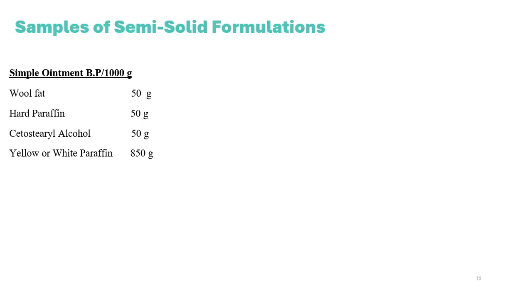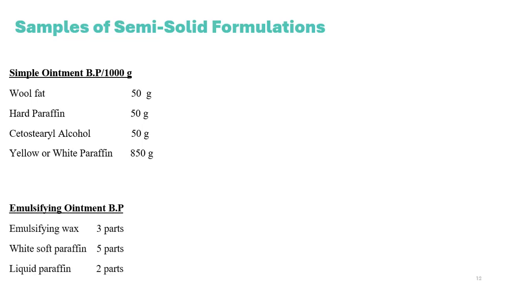Now you may ask yourself, why are they having yellow or white paraffin? It depends on the product that you're going to make. Normally yellow soft paraffin is used to make ointments that are going to carry ingredients which are dark, and that looks kind of not so beautiful. Whereas the white soft paraffin can be used for ingredients like a white powder, so to speak. It's for aesthetics.